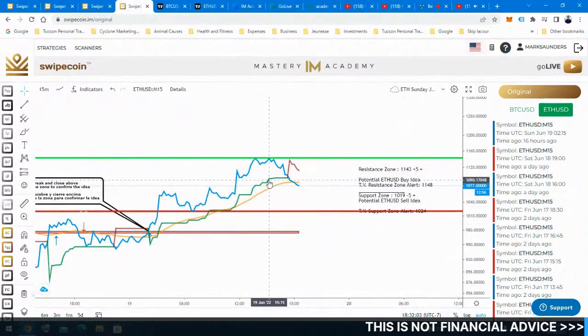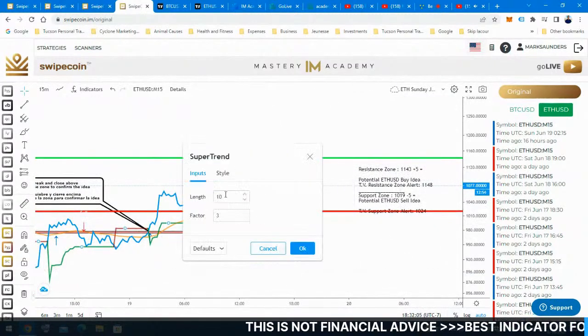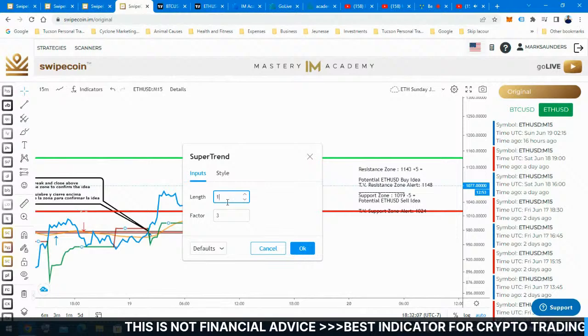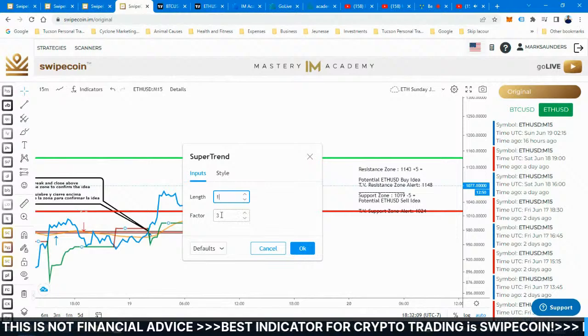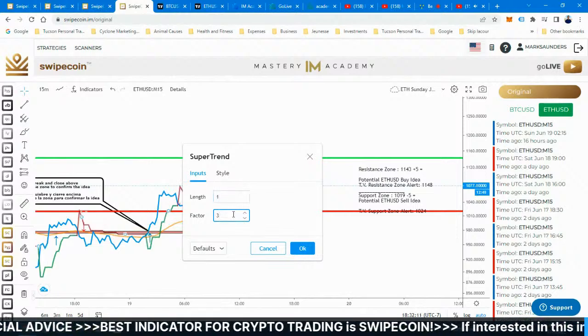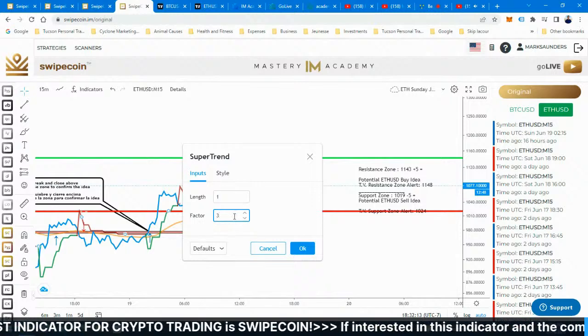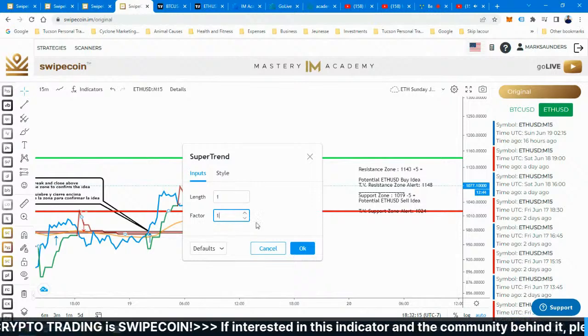Does that make sense? So this is scalp trading, not just buying and holding, but buying and holding is a whole other strategy. I'm doing that too. Look at the Ethereum price right here. It's currently 1,077.